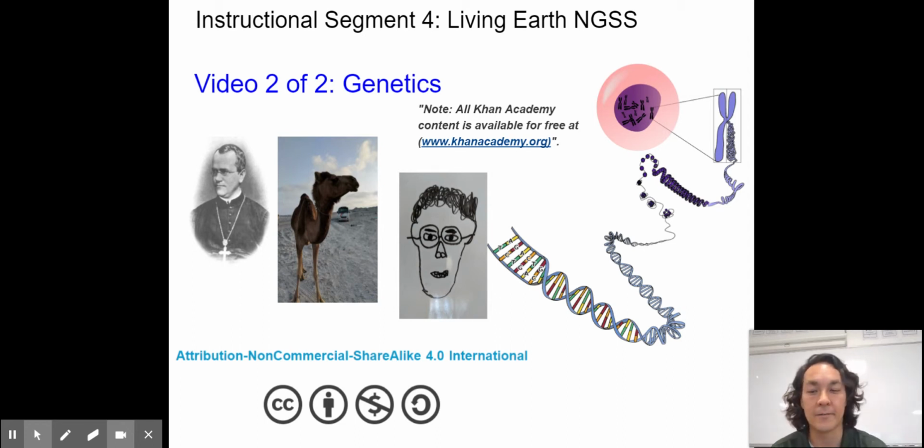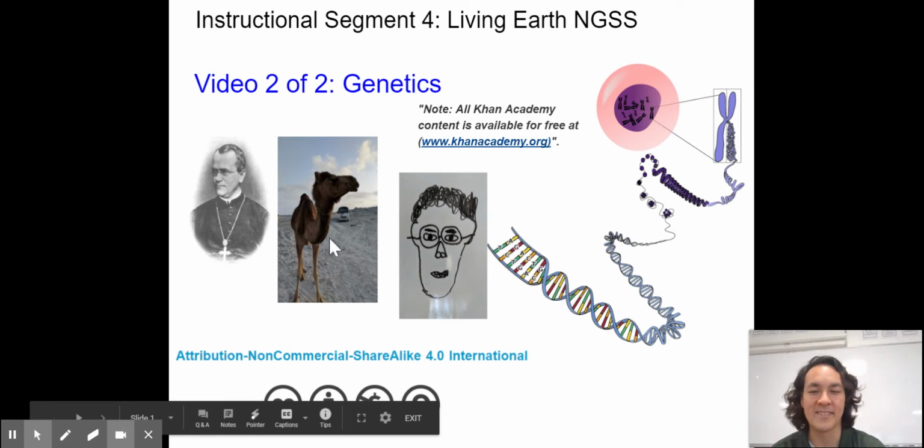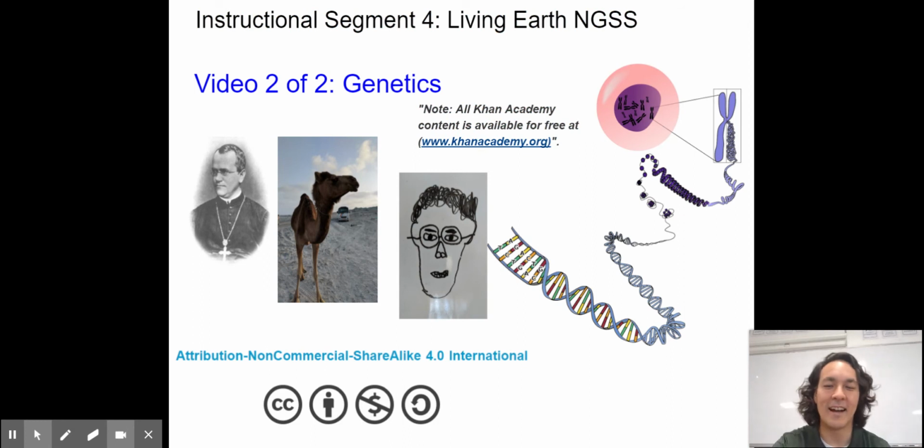So here's a picture of Gregor Mendel, a camel on Masirah Island, and a portrait of me from one of my students. Thank you. And how are we all tied together? We're all tied together through genetics, right?